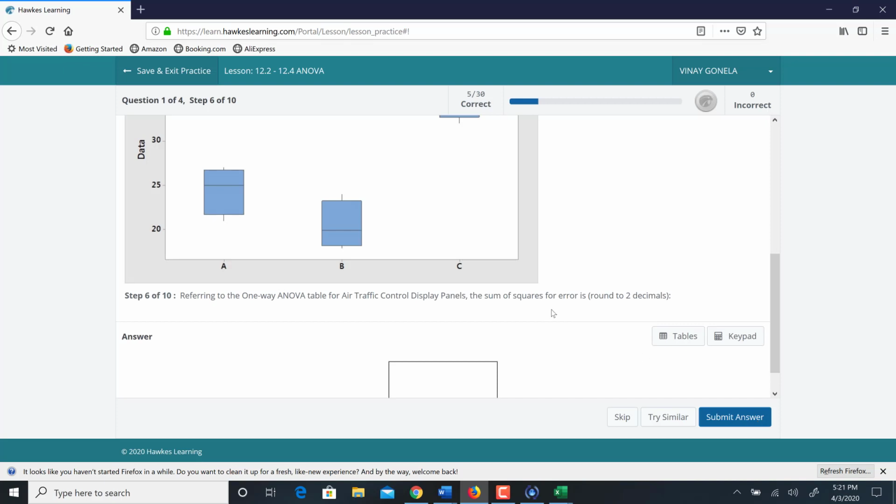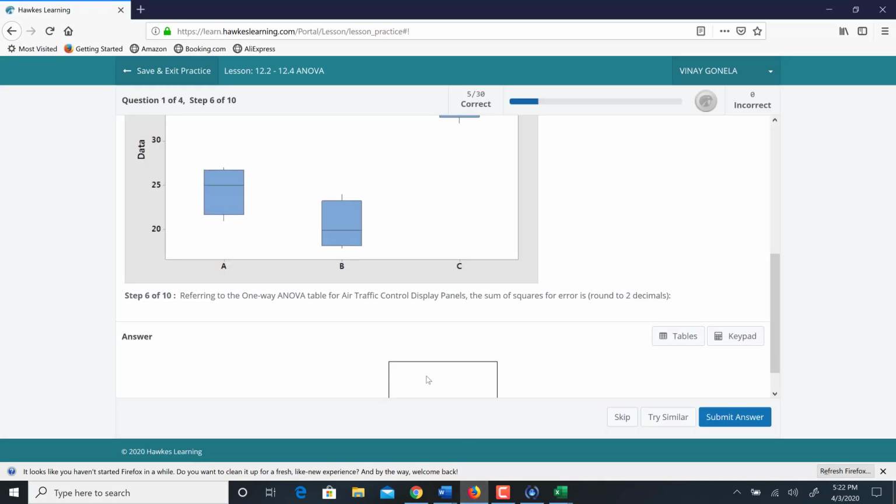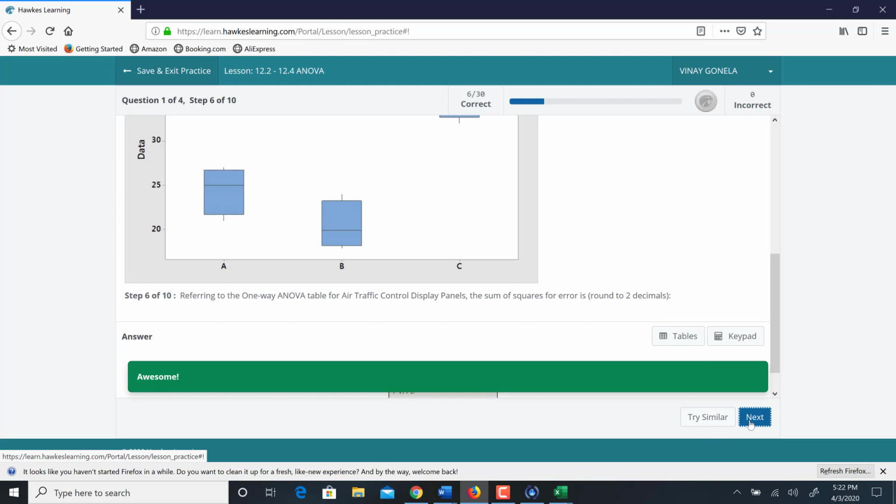And then the sum of the squares of error. The SS represents sum of the squares and this is error. So the sum of the squares of error would be this cell, because this is the error. So 74.75 would be our answer. So I will type in that.